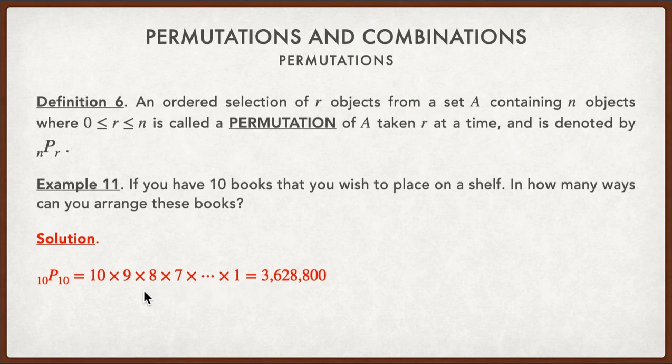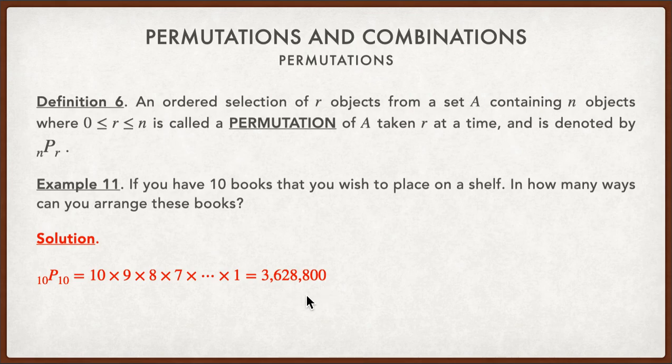So we just multiply all of it: 10 times 9 times 8 times 7 times 6 times 5 times 4 times 3 times 2 times 1. That's 3,628,800. This means that there are 3,628,800 ways for you to arrange 10 books on a shelf, when you're arranging all of them.